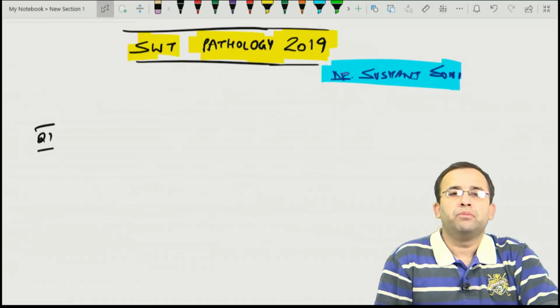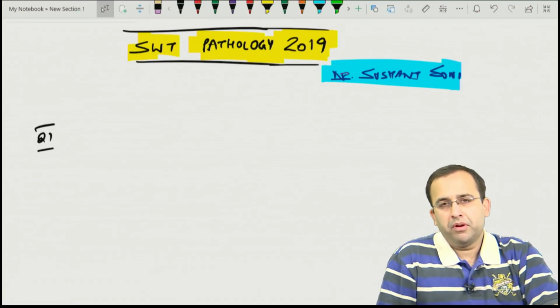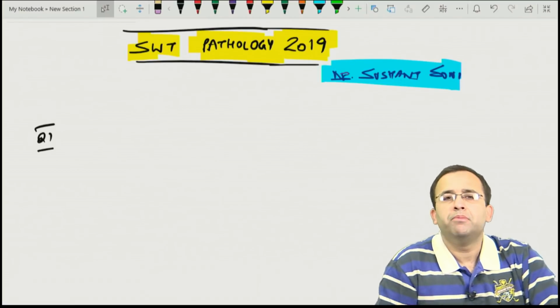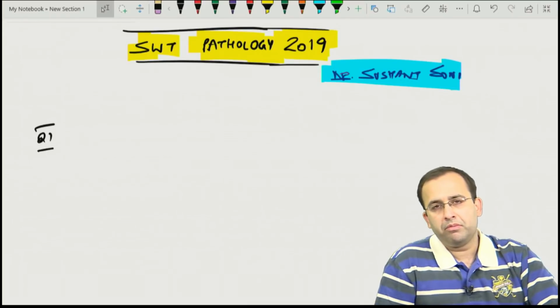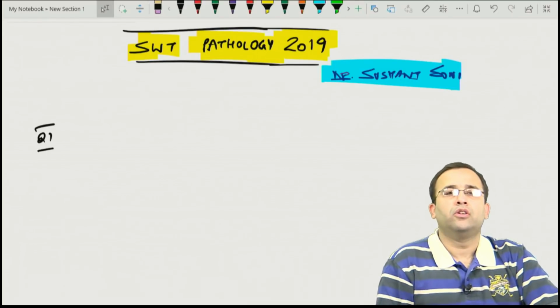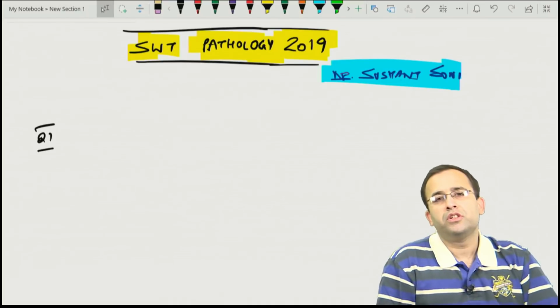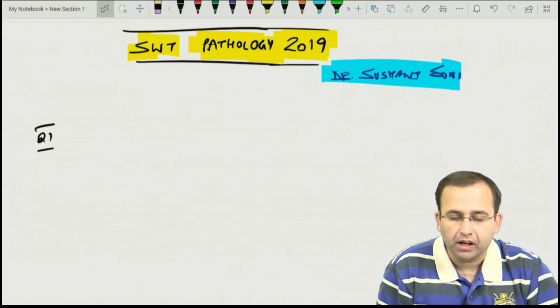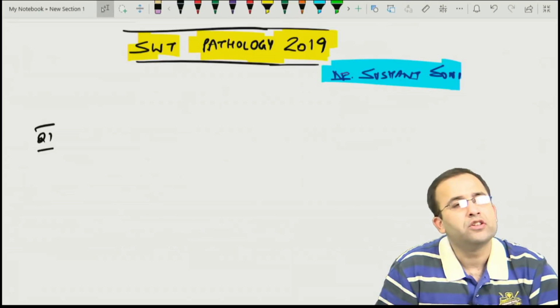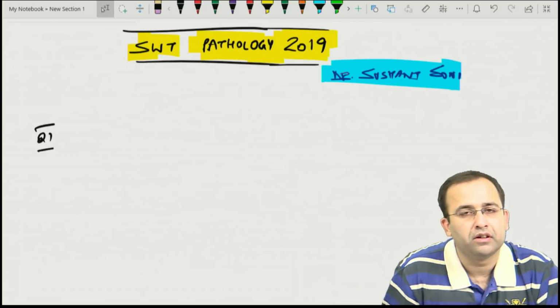Firstly, how was the paper? There were 200 questions in the paper, and personally, I feel that it was a very balanced paper. This is the kind of paper we are expecting, especially in the All India exam, with few questions being catered to the AIMS paper as well. So let us start with the discussion and then we'll go forward as and when required.